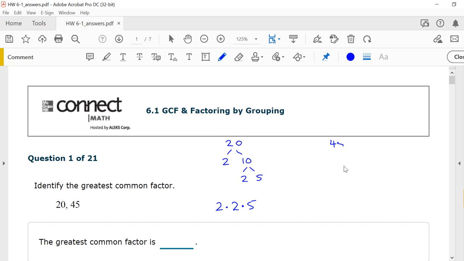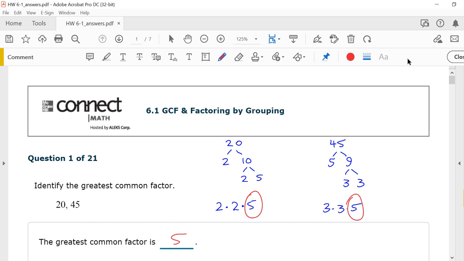For 45, I have 5 times 9, and 9 is 3 times 3. So the prime factorization for 45 is 3 times 3 times 5. Okay, now, what's the greatest factor that I have between both of them? I see both of them have a 5, and that's it. So the greatest common factor is 5.